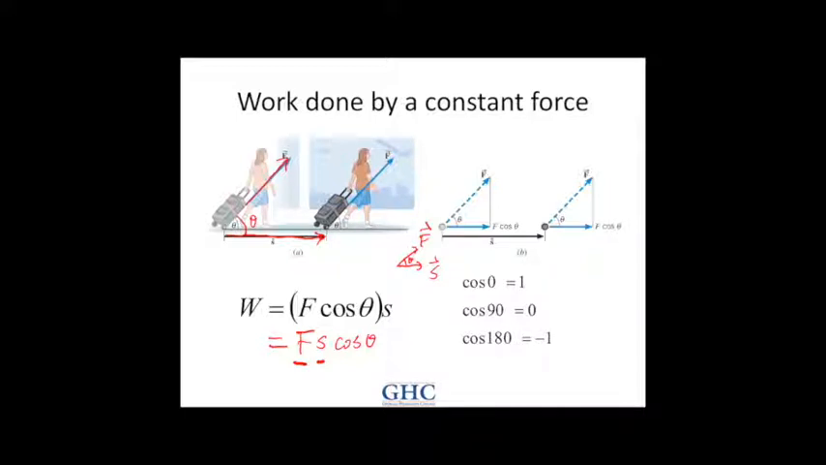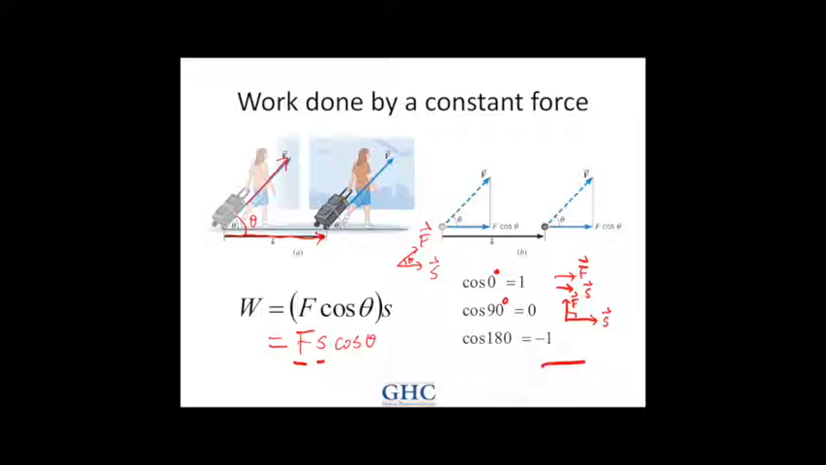Because of this cosine theta, if the force is in the same direction as the displacement, if say F is in the same direction as s, then the angle between them is 0, and cosine 0 degrees equals 1. If the force is perpendicular to the displacement, the angle between them is 90 degrees, and cosine 90 degrees gives us 0. So a force perpendicular to the displacement is not going to do any work.